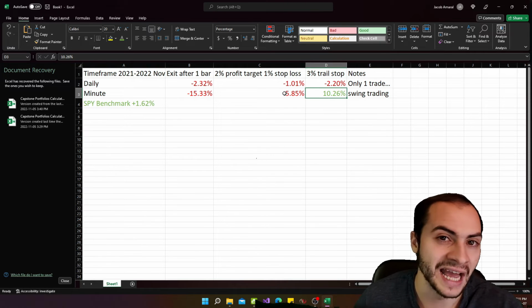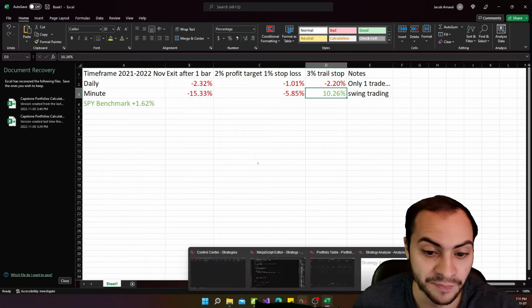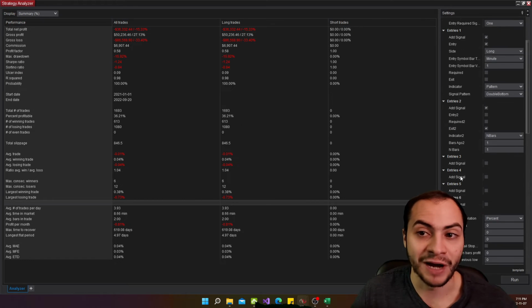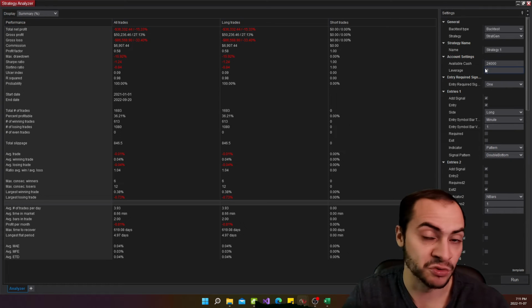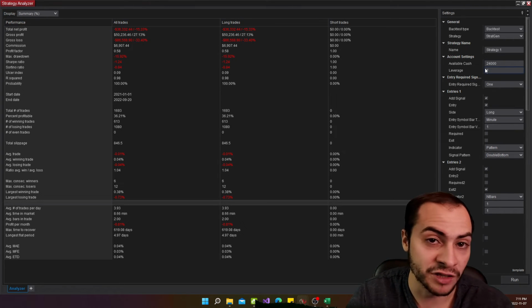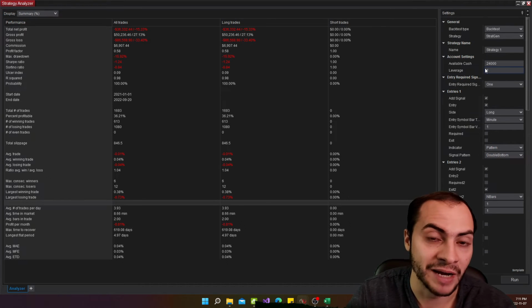Now you're probably asking, how did I detect these double bottom patterns? How did I back test them? So that's a really good question. I developed my own software. It's called StratGen. And what it does is it allows me to back test trading systems without writing code. And one of the features is a pattern detection tool that I built myself. And I can use these patterns to make trades.